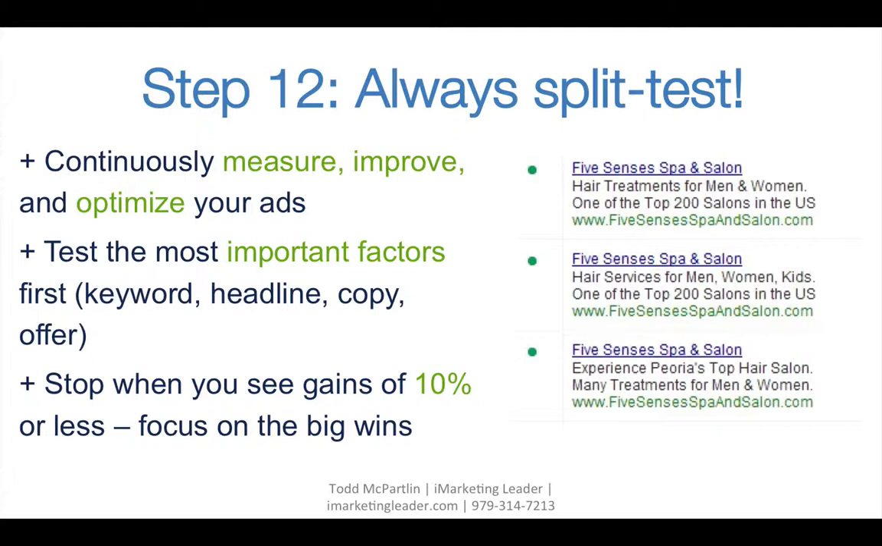Step 12 here, the final one, always split test. So this goes back to measuring, but you want to continually measure, improve, and optimize your ads. And the only way to do that is to keep tweaking them. You're never going to know without testing what exactly is going to get people to click. You want to test the most important factors, so obviously the keywords, what keywords make your ad show up, the headline, because that's the first thing people see, and the copy and the offer.